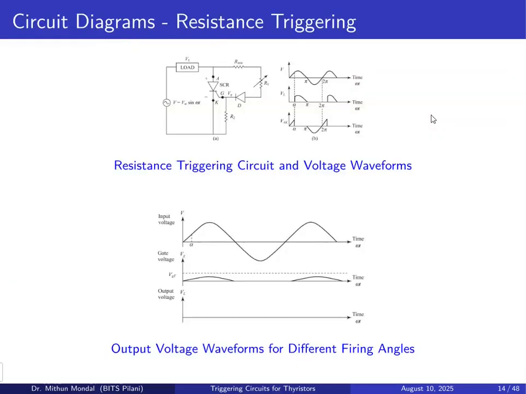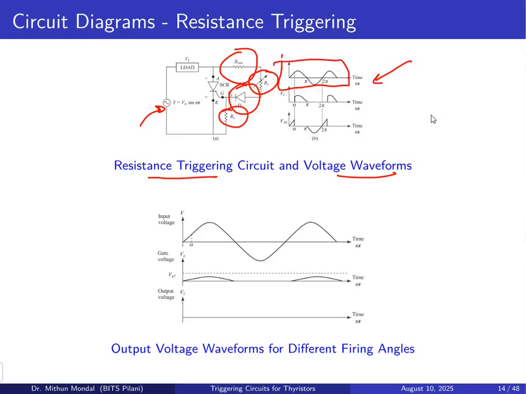So this is the circuit that we were talking about, the resistance triggering circuit and its corresponding voltage waveform. Here we can see that there are resistors R1 and R2 and a diode is connected. So R minimum is the summation of R1 plus R2. The supply voltage is AC in nature and we will be seeing the voltage waveform. The voltage which is given as AC will have the load voltage VL controlled with the help of alpha. So alpha is the triggering angle and we will be getting the anode to cathode voltage as this.